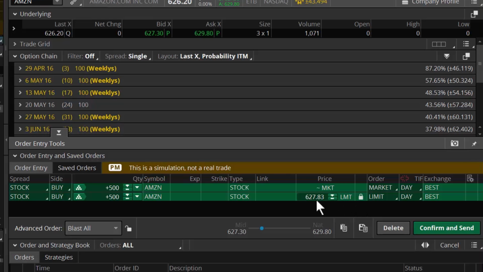Now, unfortunately, because it's a limit order, that's the most I'm willing to pay. I may not get filled on this if the stock price continues to run higher and higher and higher, because my limit order is 627.83. If the stock price went to 630, then 635, then 640, I would have to continue to shift this limit order higher and higher in order to get filled. I'd basically have to chase it.